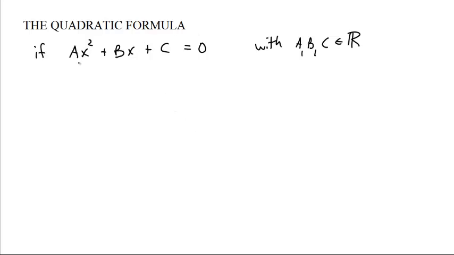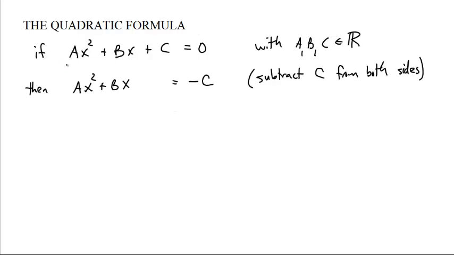Well, the first thing that we do is to simplify things. We move the c to the other side of the equation. Subtract c from the left, it goes away. Subtract c from the right, it becomes negative c. So we get ax squared plus bx is negative c.